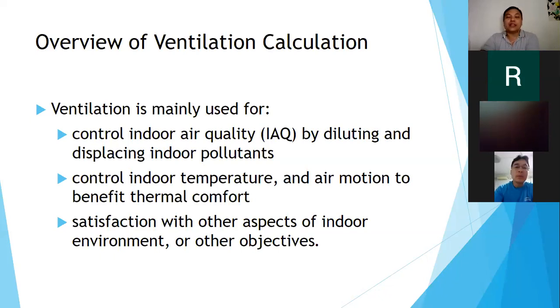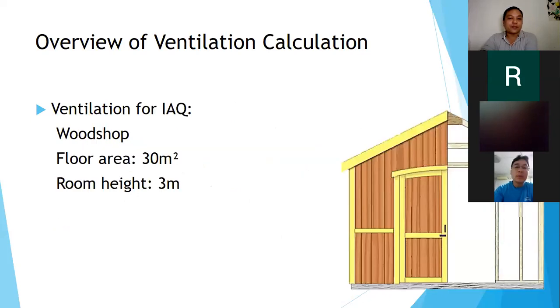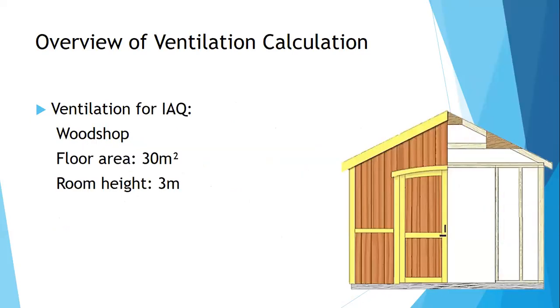What is indoor air quality? Let's have this as an example. There's a space, let's call it a wood shop. The floor area is about 30 square meters. Room height is about 3 meters. We need to introduce fresh outdoor air. Outdoor air is also sometimes called fresh air. So we're going to interchange that term quite frequently, outdoor air and fresh air. So in this wood shop, we need to introduce fresh air into a space.